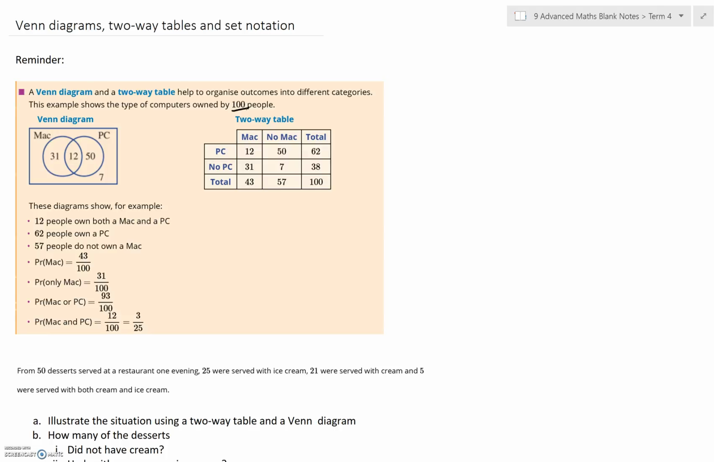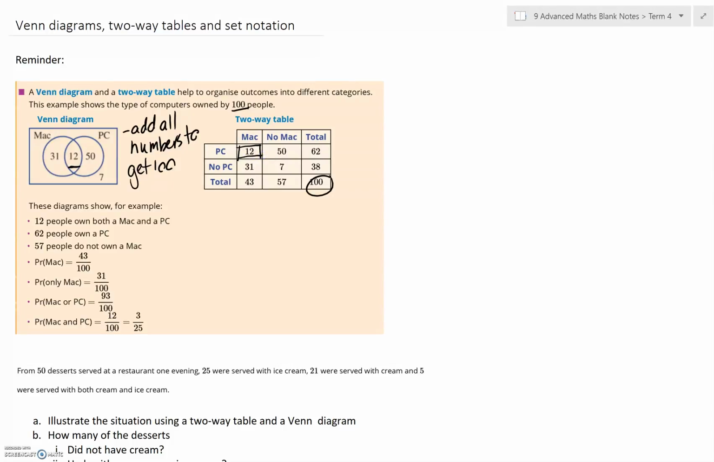Now, the 100 comes in because that is the total. So we can see the 100 here for the two-way table. That's easy to find. But in the Venn diagram, you add all the numbers to get to 100. So that's how you can check that you've got the right amount in there when you're finished, get to 100. So we need 100 in both. These diagrams both show that 12 people owned both a Mac and a PC. In a Venn diagram, it's where they cross over. And in the two-way table, it's this first box here.